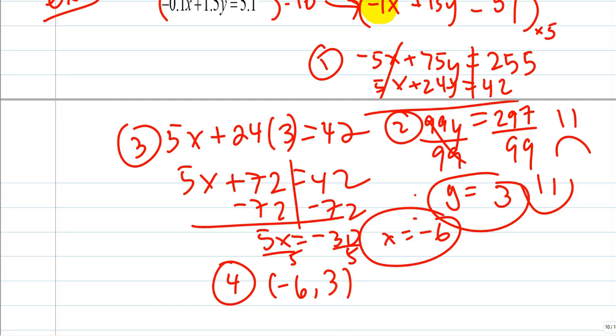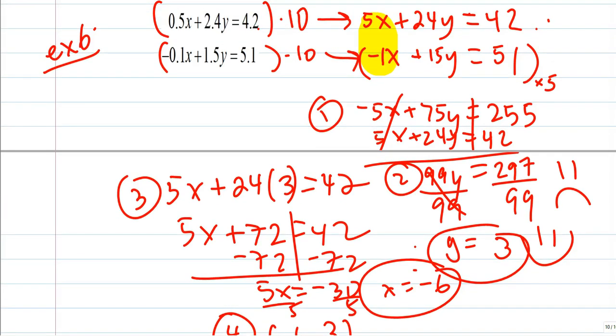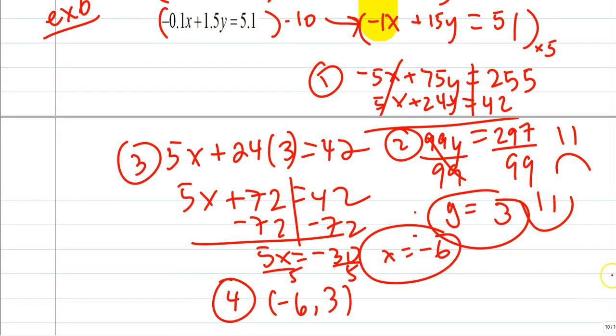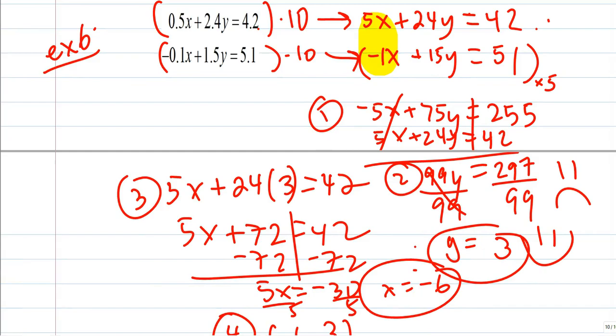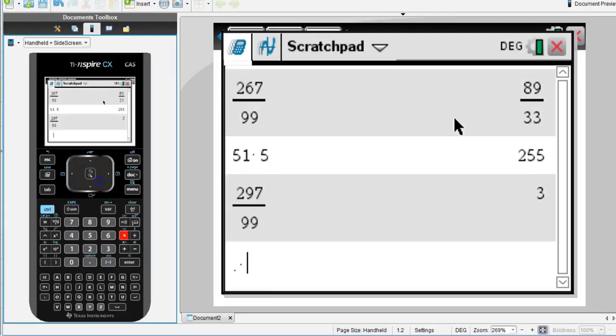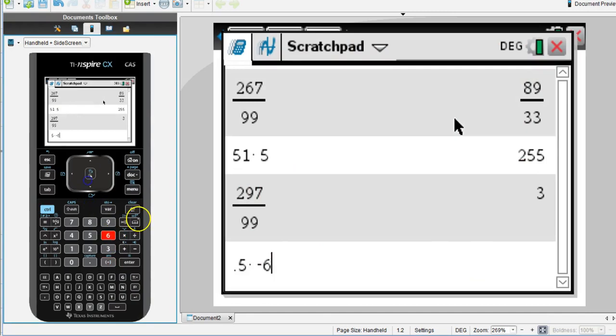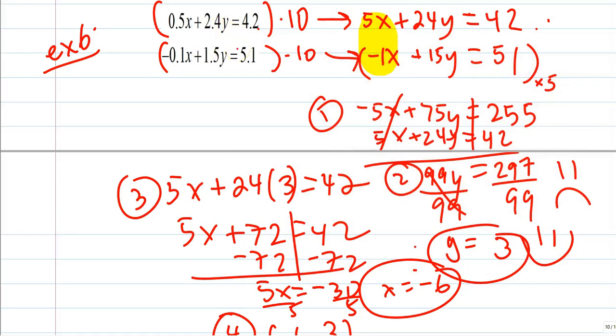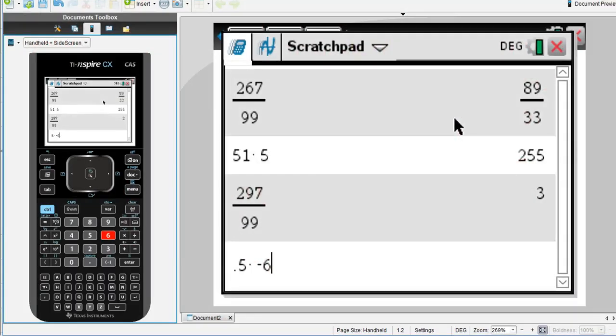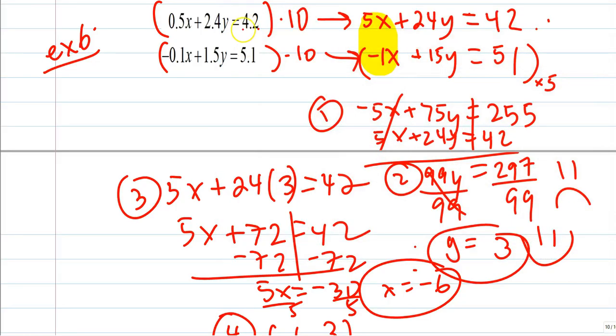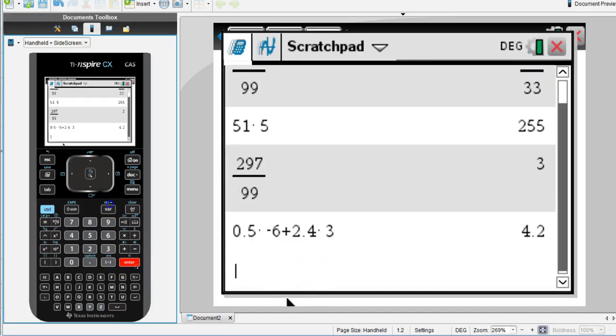Interesting. Is it right? Now I could plug it in. What I'm curious about is, yeah, why don't we do that? So negative 6, 3, I'm going to plug it into the original equations. 0.5 times x, which was negative 6, plus 2.4 times y, 2.4 times 3. And I believe this was supposed to equal what? Is it 4.2? Double check, make sure I'm not crazy. Let's see. Is that 4.2?